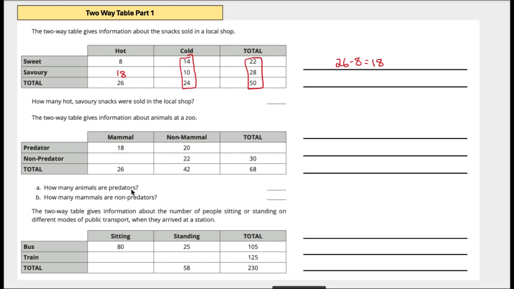So remember, we're going to look for predator, which is this one. And the total amount, we have 18 mammals plus 20 non-mammals. So in total, we have 38. We have 38 mammals. So there we can fill that in. And you could check your answer because they're giving us 68. So we can add them 2 up and it equals 68. So we know that that's right.